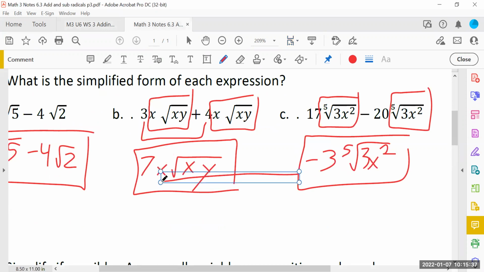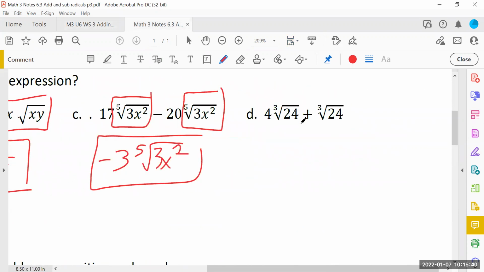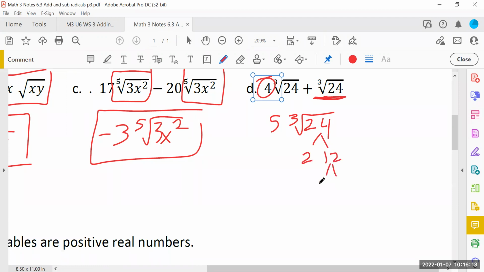Real quick here, letter D. Letter D has a couple things with it that are a little bit different. First off, they're both cube roots of 24, so I can combine them right now if I want to. The trick is I have 4 here. How many do I have right here? 1. So 4 plus 1 is 5. 5 cube roots of 24. That's actually not my final answer though, because 24 reduces. So I want to take that 24, break it apart. 2 and 12. 2 and 6. 2 and 3.